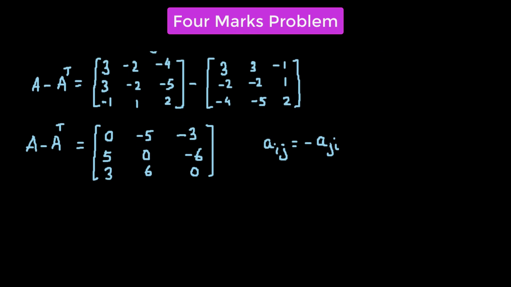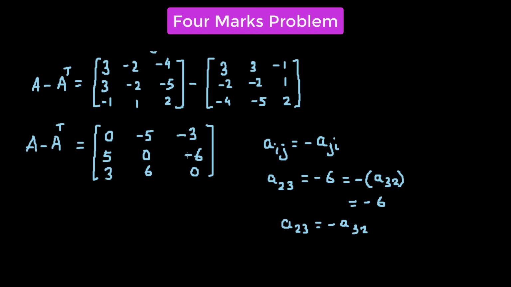So for example, let us consider the element in the second row, third column. The element in the second row, third column is negative 6. And this value must be exactly equal to the negative of the element in the third row, second column. What we have in the third row, second column is positive 6. So this is equal to negative 6. So this means this is a skew-symmetric matrix. Also, the skew-symmetric matrix says that the diagonal elements are always equal to 0. So we have a skew-symmetric matrix here.